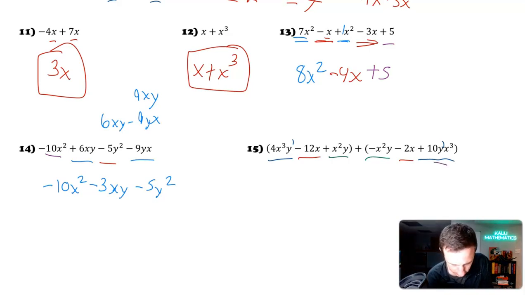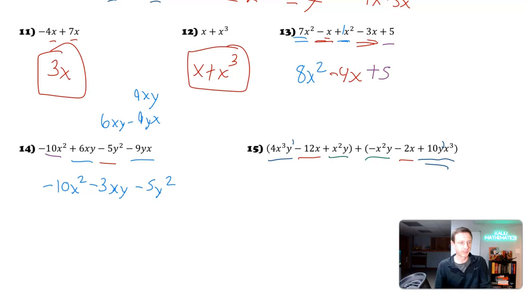I don't know what color I used here. Oh, I think I used this blue. Okay. 4x to the third, y to the first, plus 10y to the first, x to the third. That's going to be 14x to the third, y to the first. Next, negative 12x minus 2x is negative 14x. Next, x squared y plus negative x squared y.